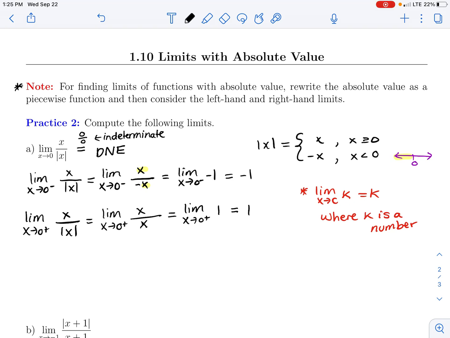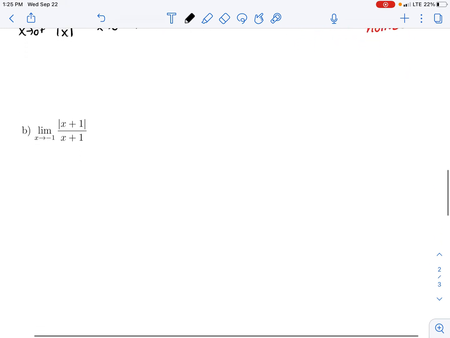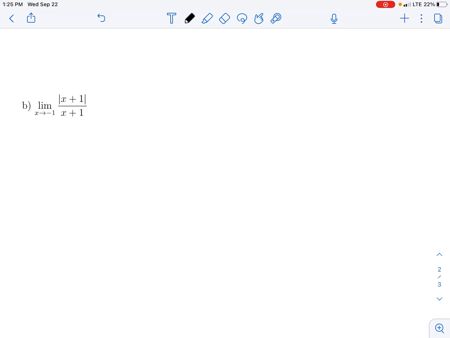Okay, let's do another example just so you can see the process one more time and connect more with how to rewrite these piecewise functions. I have the absolute value as piecewise. But here again, if I plug in -1 for x, I'm going to get 0 over 0, which is my indeterminate form. And you notice that I have the absolute value of x plus 1, so I need to rewrite that as a piecewise.